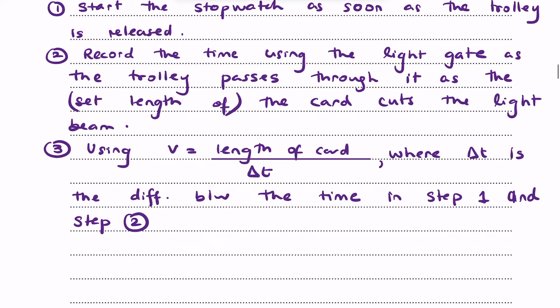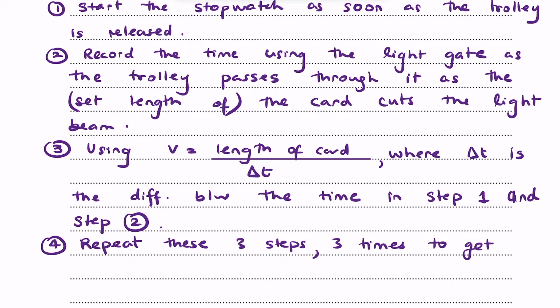It's the time recorded by the light gate, and then I can say that you need to repeat these 3 steps, ideally 3 times, for the same mass, and then average the result out. Okay, so repeat these 3 steps 3 times to get an average velocity for a given mass of the trolley. So how are you going to change the mass? Well, you are going to alter the load.